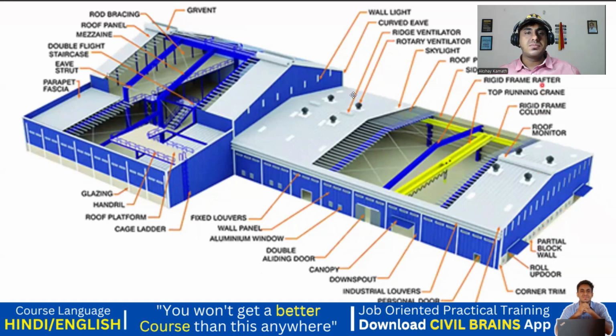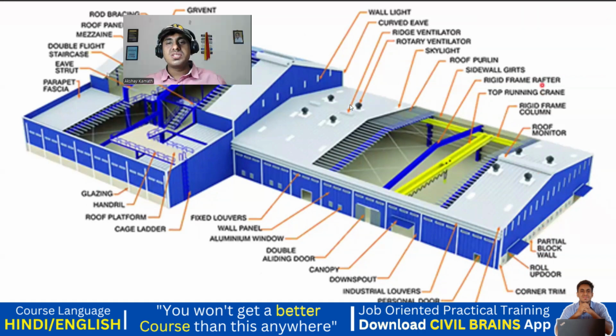And apart from that, what else? These are called wall light. Again, same thing. These are transparent sheets we put up so that sunlight can enter your building. This is called ridge ventilator, which you already know. Then this is a rotary ventilator. Then we have skylight. Skylight is again the same thing. A small opening will be given so that sunlight can enter. So it's called skylight.